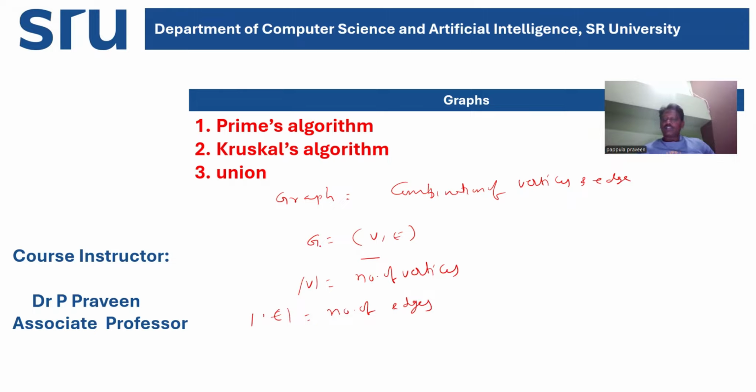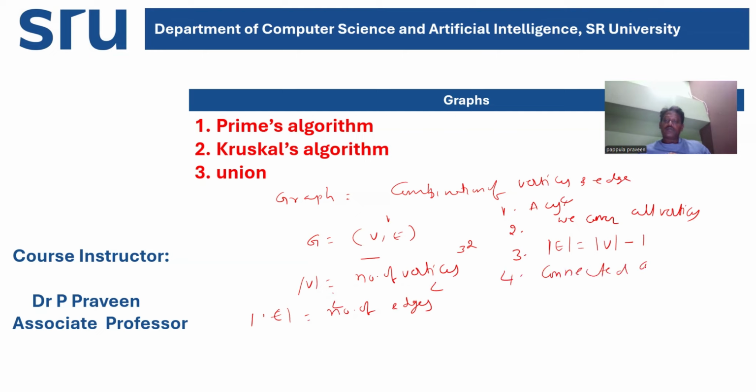Now a spanning tree follows these properties. First, it is always acyclic. Second, we cover all vertices, not edges. We should cover all the vertices. Third, the number of edges is equal to the number of vertices minus one. Fourth, it is a connected graph. This is called the spanning tree. First is acyclic, we cover all the vertices, number of edges equals number of vertices minus 1, and the graph is connected.